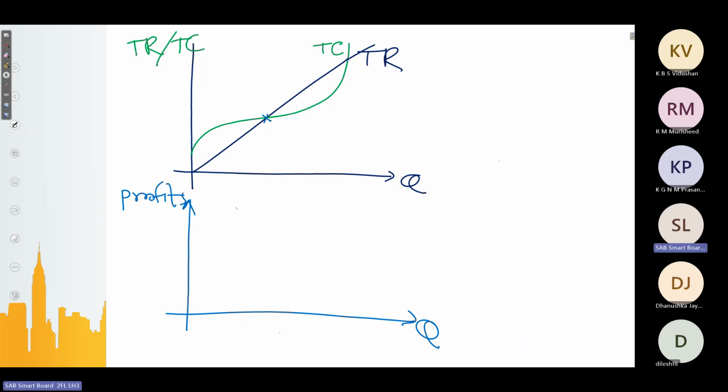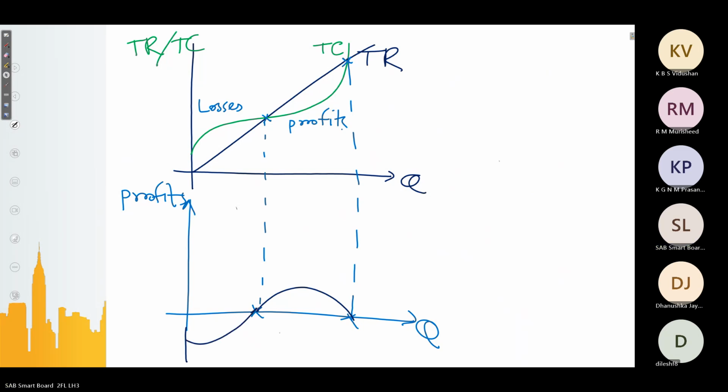Here, at these points, we have the break-evens. Break-evens means profit is zero. Here we have losses. Here we have profits. Profits are positive, so we have something like this. Losses are negative, therefore we have something like this. So this is the profit curve.